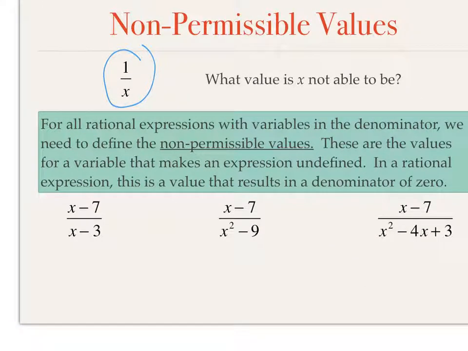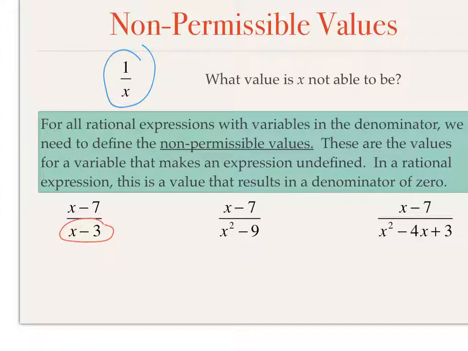Okay, if I look at this first one, x minus 7 over x minus 3, first of all, the important thing to remember is only the bottom matters with non-permissibles. The top doesn't matter. The top can be 0. You're allowed to have a 0 on the top in the numerator. You just can't have 0 down in the bottom. So all I care about is x minus 3.